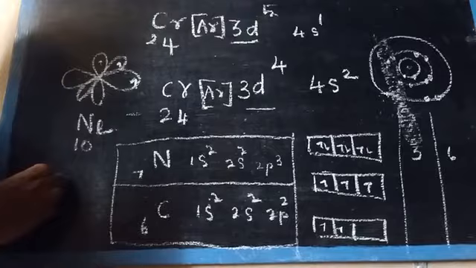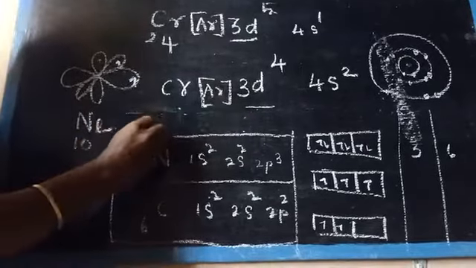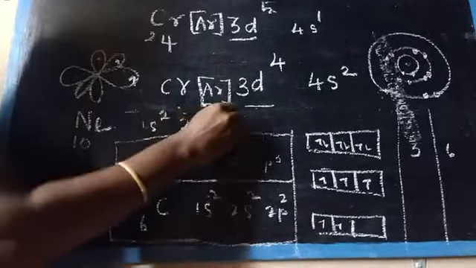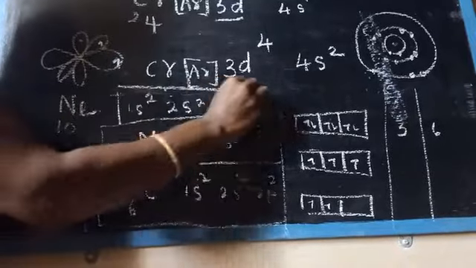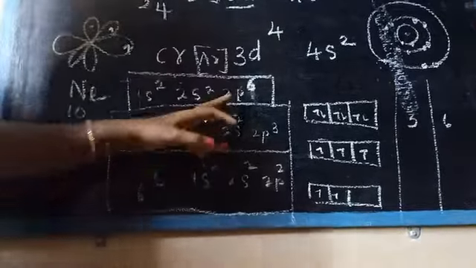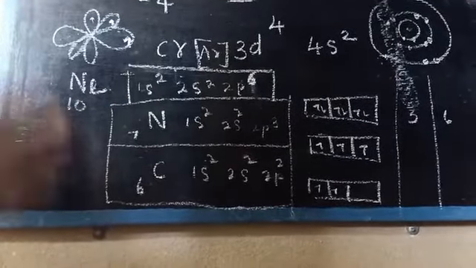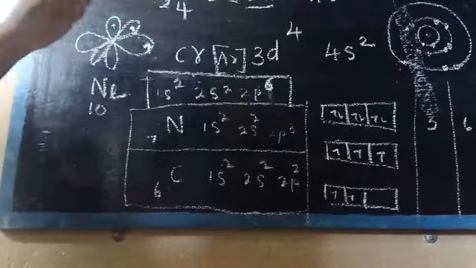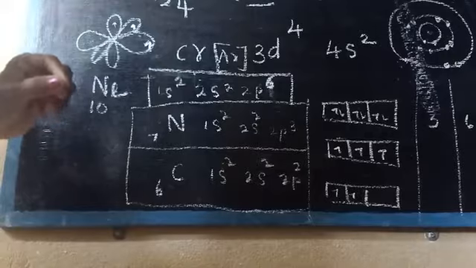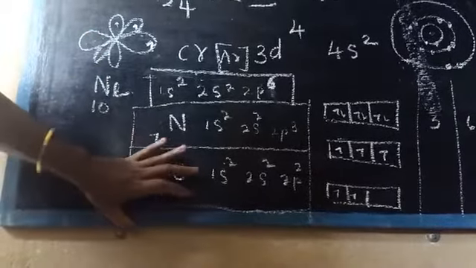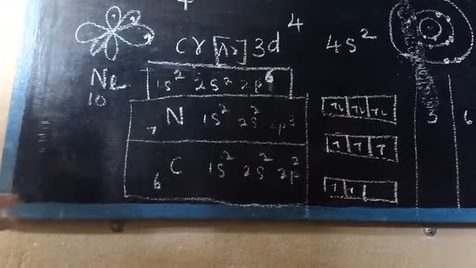At the same time, now take the example of neon. Neon, atomic number 10. Write the electronic configuration: 1s2, 2s2, 2p6, totally 10. 6 plus 2 is 8, 8 plus 2 is 10. So now here the p orbital has 6 electrons, which means it is a completely filled element. So when half filled or completely filled electrons are present in the outer valence shell, the element is more stable than the partially filled element. Are you clear?